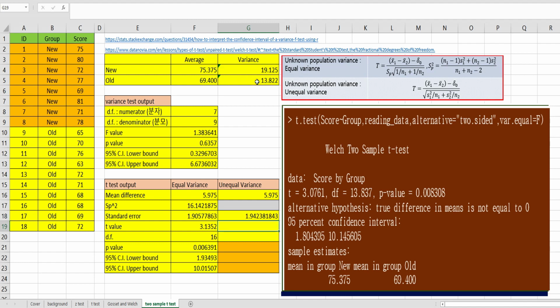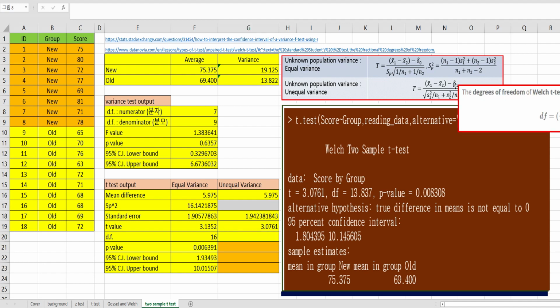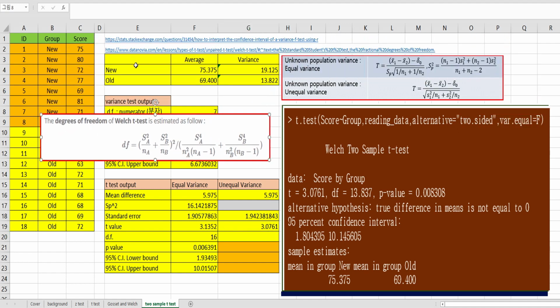Okay, then the t value is mean difference over standard error. Right, so this is the same as the R output, and degrees of freedom is a little bit complicated. Okay, so there are two reference sites I have used for this video, and according to this website, degrees of freedom for var.test is defined like this. So let's get degrees of freedom by using this formula.